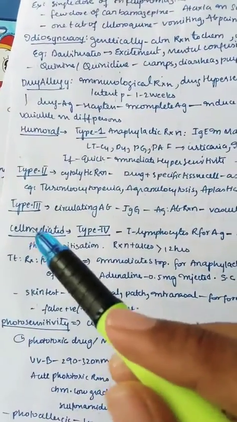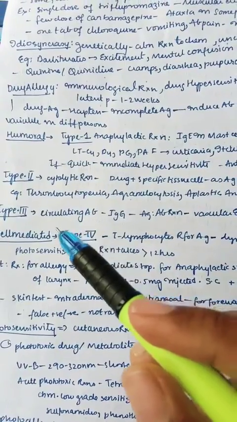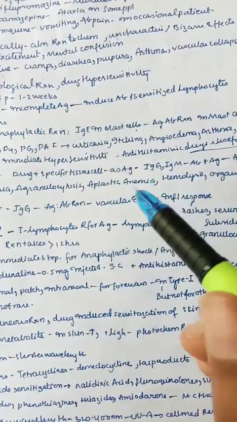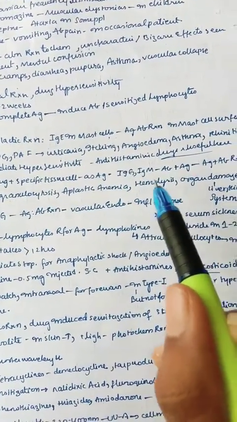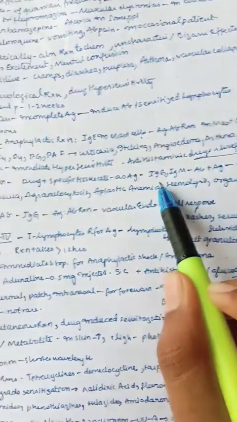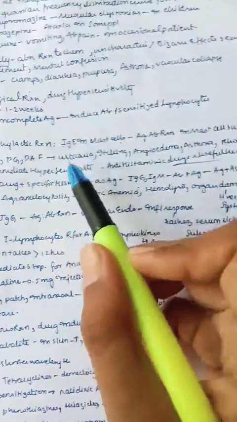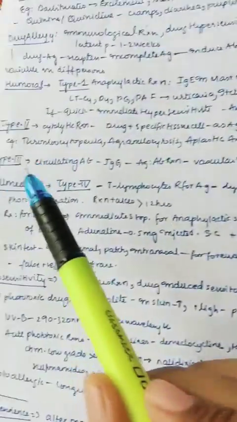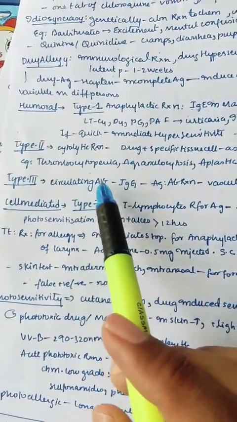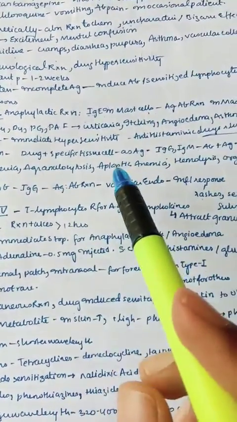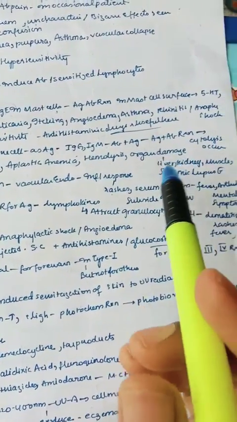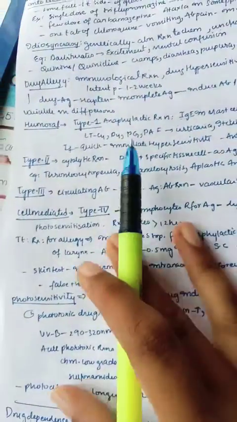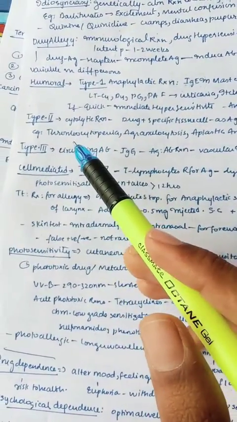Next, coming to type 2 reaction, this is a cytolytic reaction. Here the drug acts with the specific tissue cell as an antigen. So IgG and IgM play the major role as antibodies here. Antigen antibody reaction takes place and cytolysis occurs. Examples you can take are thrombocytopenia, agranulocytosis, aplastic anemia, hemolysis, organ damage like liver, kidney, muscle, systemic lupus erythematosus, SLE, etc.